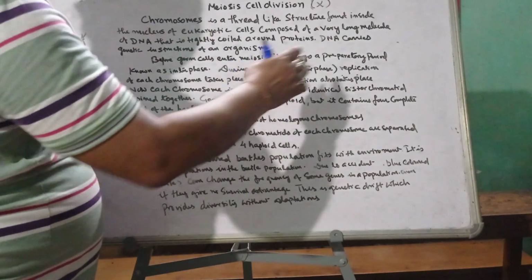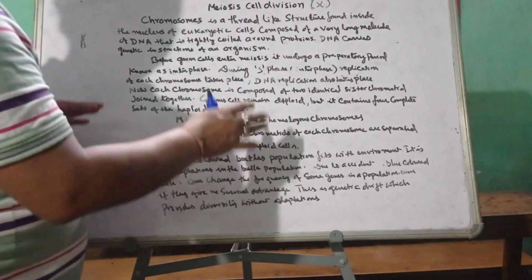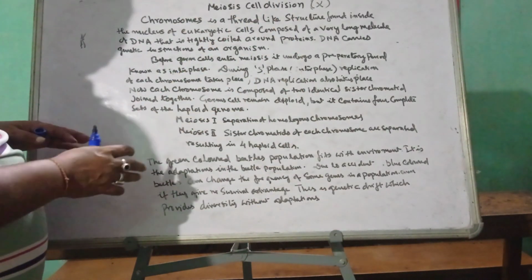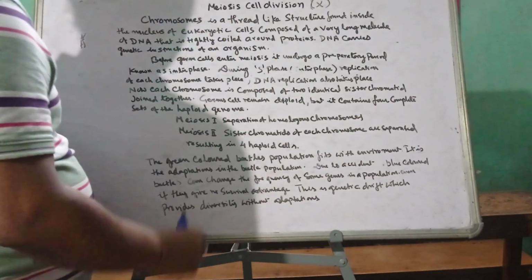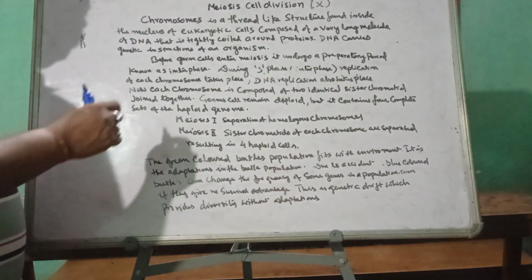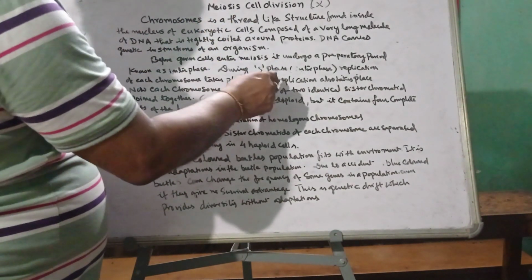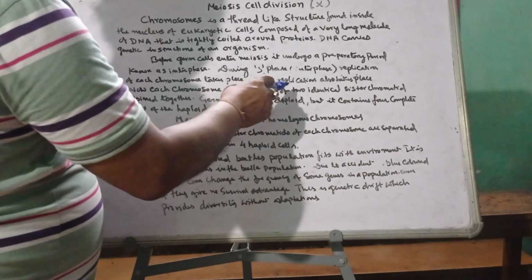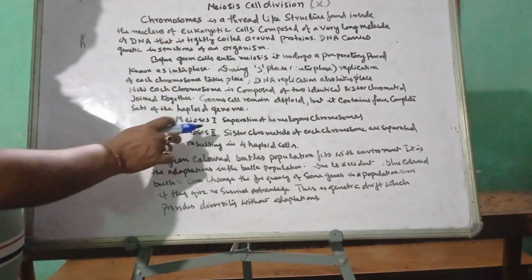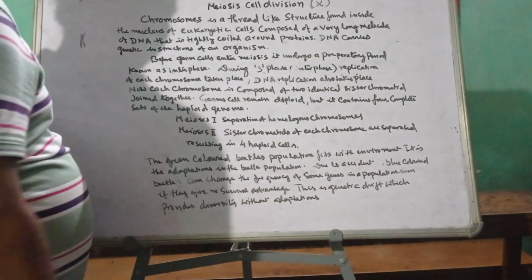So, I have given this in a nutshell because this is a vast chapter, but to make you understand that for class 10, I have given this in a nutshell. So, this is how the DNA replication takes place. I have cleared it.